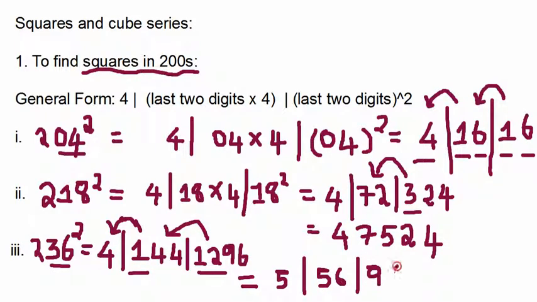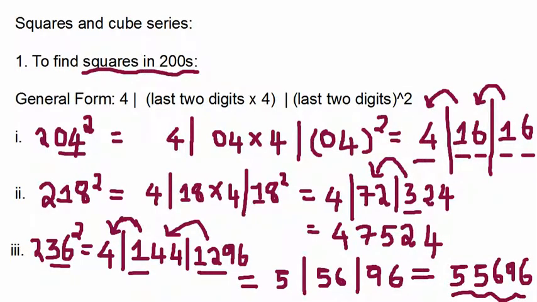Anything more than that, we just move towards the left hand side and add the carry. So finally we get the answer as 55696. A very simple shortcut method. You can check the sequence for 300 now.